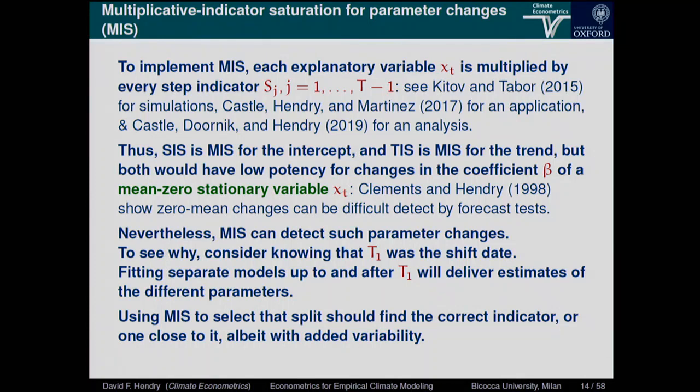Now, how can this work? How can you put in so many things and then find it? And again, just think of the fact that, say you knew where the split was. It happens at time t1. You fit your model up to time t1 and you fit it after time t1. You'd be astonished if you didn't pick up the change in the parameter. And all that MIS is doing is selecting that for you. And if the parameter has shifted at t1, it'll find an indicator close to or at t1, albeit with a bit of added variability.